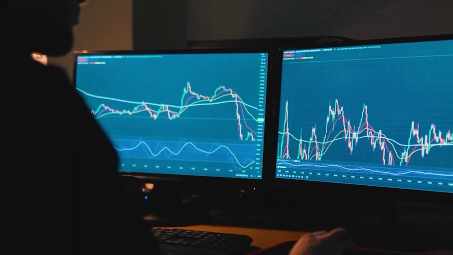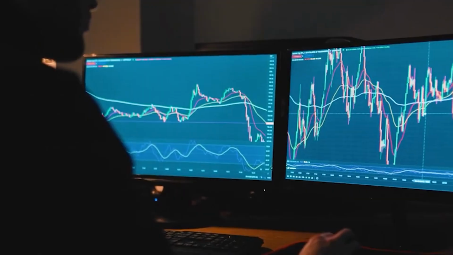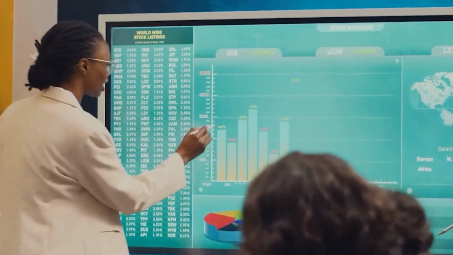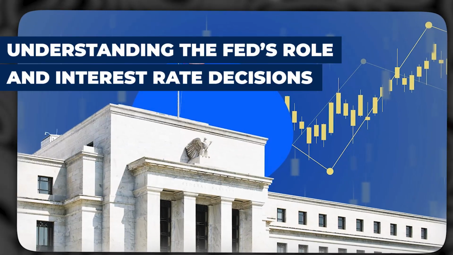Emerging economies, already balancing debt and inflation, may face severe currency devaluations and capital flight. Investors and policymakers are on high alert as one rate change could trigger a cascade of economic challenges that ripple far beyond the US. Understanding the Fed's role and interest rate decisions.